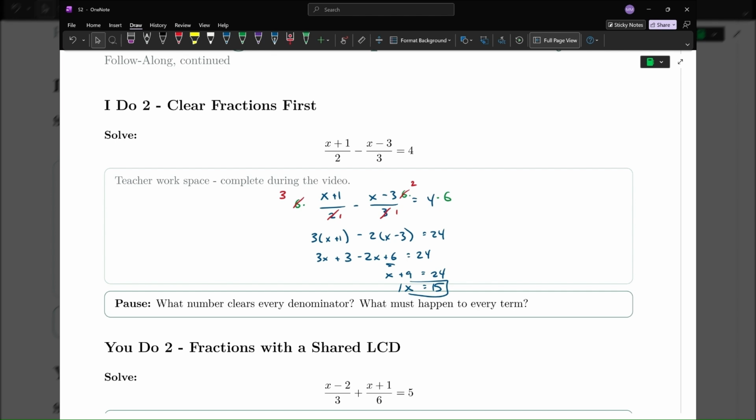Here's one for you. So (x minus 2) over 3 plus (x plus 1) over 6 equals 5. Take a moment, pause the video, try that one, and then we'll come back together.